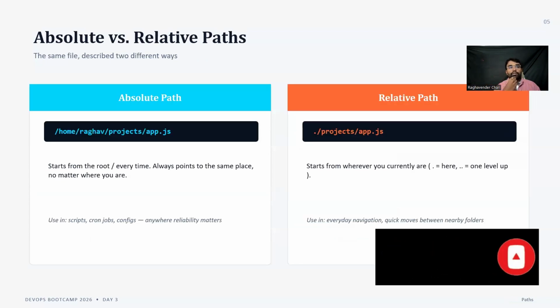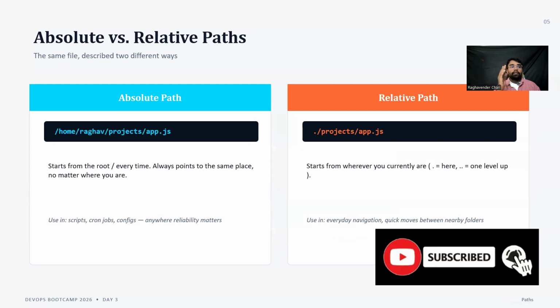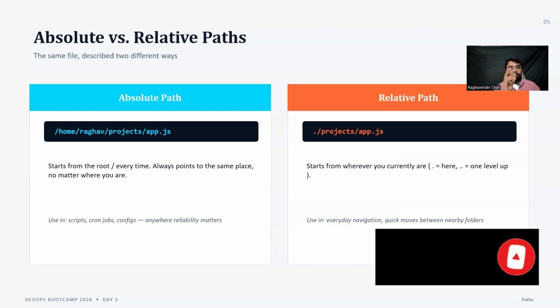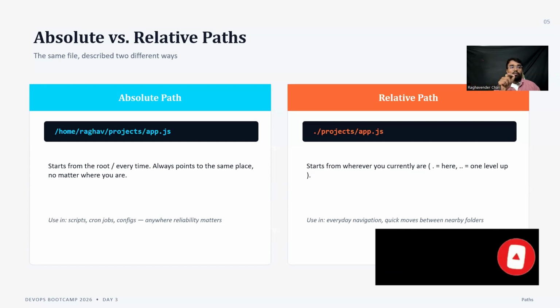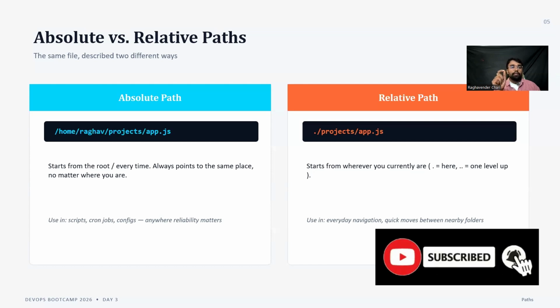These are the key directories which we use in our day-to-day life. Now, absolute paths versus relative paths. The same file described two different ways. If you see here, we have the home and the other path, giving the folder names and the file name. But here we are just entering dot slash, then the folder name and the file name. An absolute path starts from the root every time and always points to the same place, no matter where you are. A relative path starts from wherever you currently are.